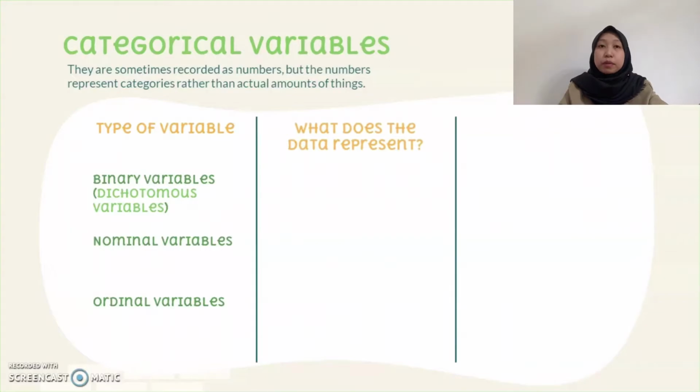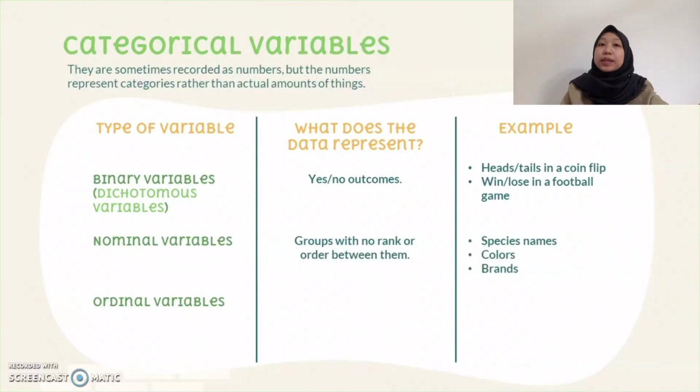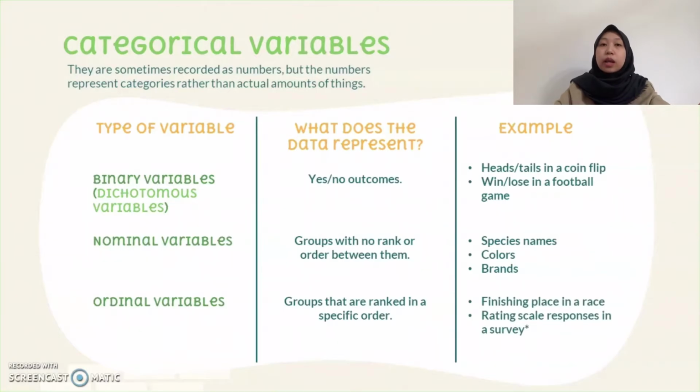Binary variables represent yes or no outcomes. Example, heads or tails in a coin flip, and win or lose in a football game. Nominal variables represent groups with no rank or order between them. Example, species names, colors, and brands. Ordinal variables represent groups that are ranked in a specific order. Example, finishing place in a race, and rating scale responses in a survey.